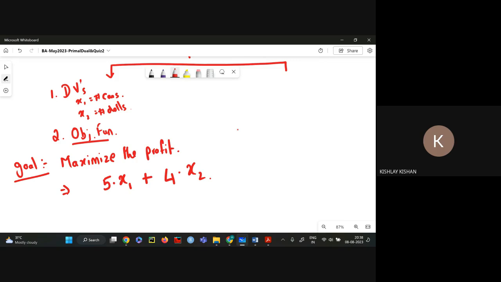Yes, yes. And I want to maximize this. So that is going to be my objective function: maximize 5x1 plus 4x2. Usually they call this Z. Z is the usual notation for the objective function. So Z would be equal to maximize 5x1 plus 4x2. That is going to be the objective function.